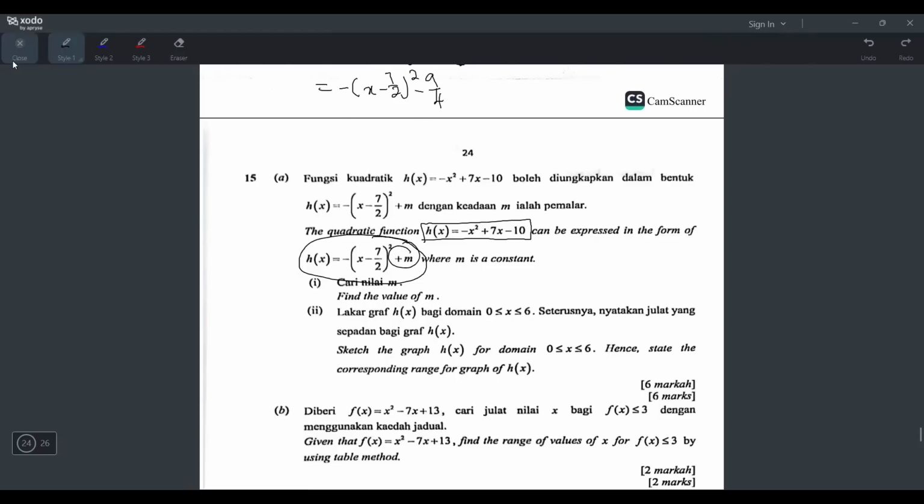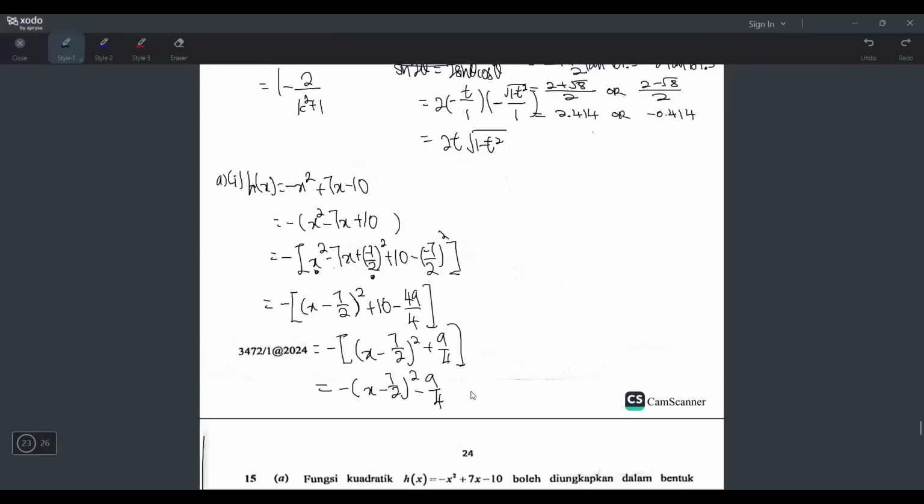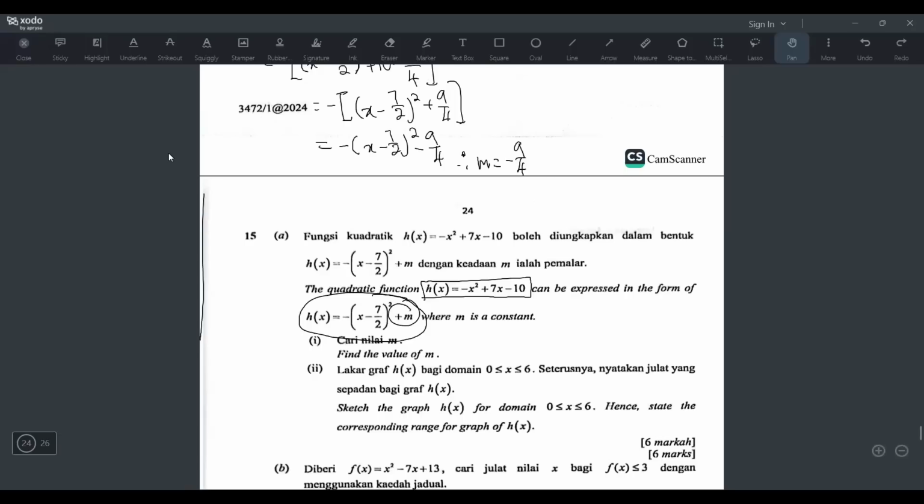Okay, sometimes students will make a careless mistake. They will write 9 over 4. Then it's wrong already. So remember to take the whole thing. So the whole thing here is plus m. This one is negative 9 over 4. So the m answer should be negative 9 over 4. So I'm going to just write here m equals negative 9 over 4. Okay, that is the answer for the first question.